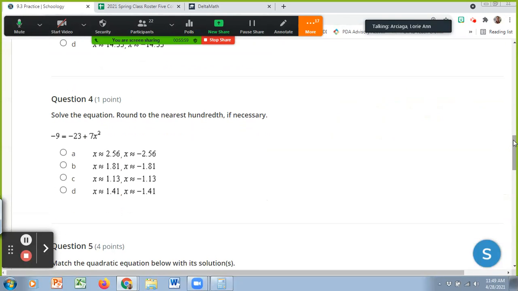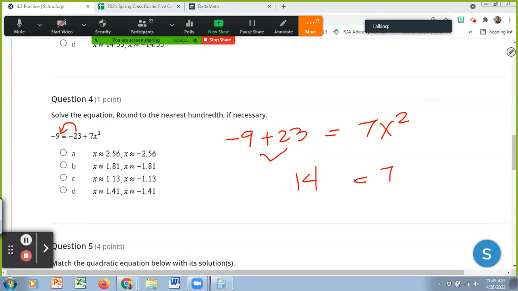Can you tell me what the answer here is? So, leave the 7x squared alone and move the 23 over. So, negative 9 plus 23, what would that be? 14? Right? Okay, solve it from there. You divide by 7, both sides. So 14 divided by 7 is 2.